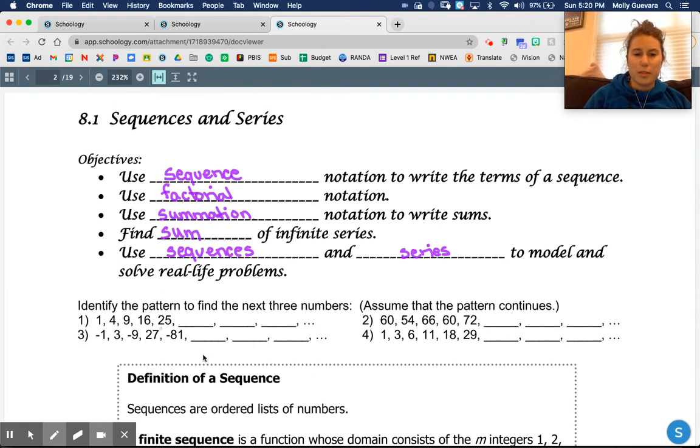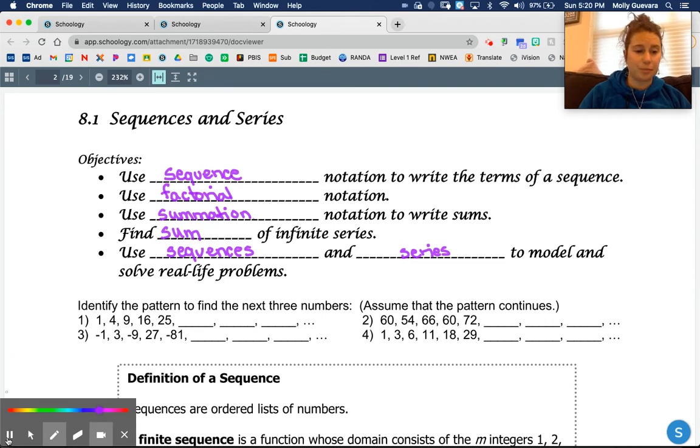So we're just going to start with some basic, see if you can identify the pattern type problems. I want you to try these on your own. It says identify the pattern to find the next 3 numbers, assuming that the pattern continues. So we go ahead and assume that the pattern is continuing. I want you to pause the video and see if you can come up with the next 3 numbers for all 4 of these patterns. Okay, so let's look. Hopefully you've given it a shot.